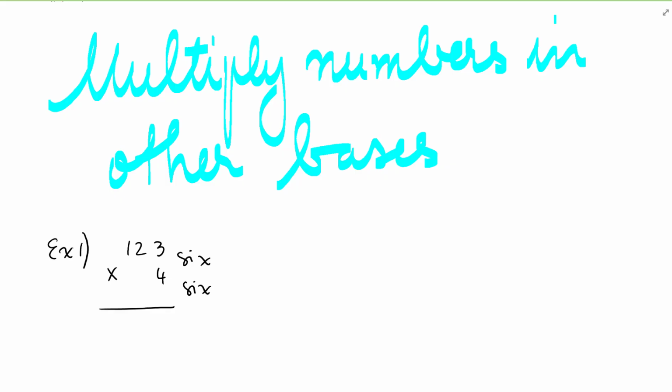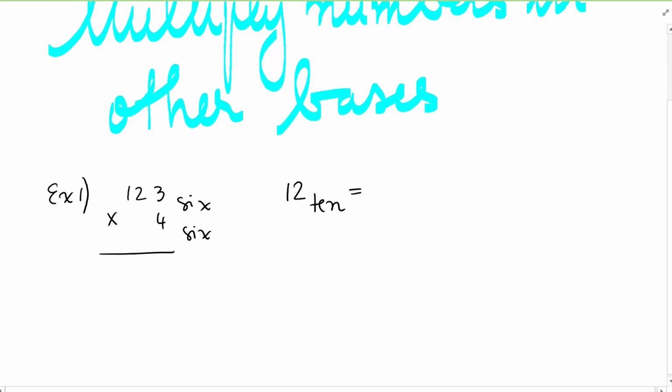In this video, we'll multiply numbers in other bases than 10. So let's start with the first example, 123 in base 6 times 4 in base 6. So we multiply the same way we learned to do it in base 10. So 4 times 3 is 12 in base 10. So we are going to convert that into base 6.